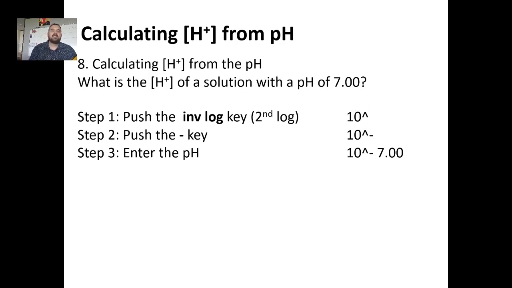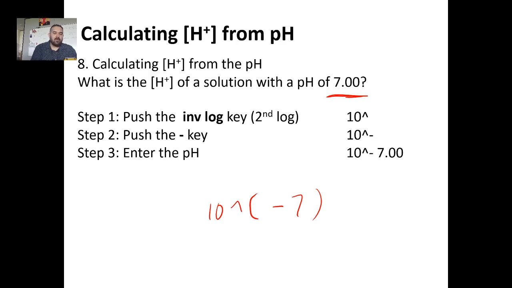So let's do this one together. If we have a pH of 7, everybody turn on your calculator, press second log. It should give you 10 to the power of, and then you're going to do minus 7. So 10 to the power of minus 7. Second is the button at the top left corner.